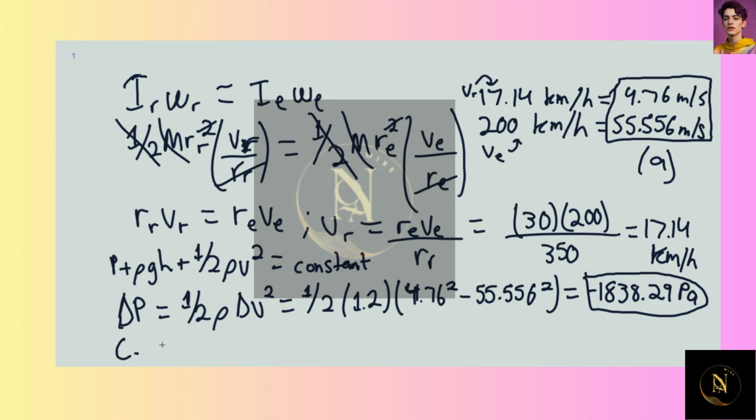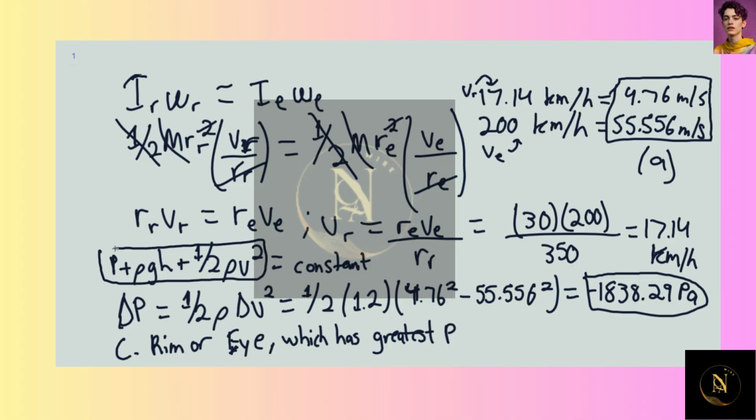And part C is asking us, rim or eye, which has the greatest pressure. And according to Bernoulli's equation, the rim is going to have the greatest pressure, because in terms of Bernoulli's equation, this entire term right here is equal to a constant, and we want this P to be maximized. So we're looking for where the P is going to be max, which has the greatest P.